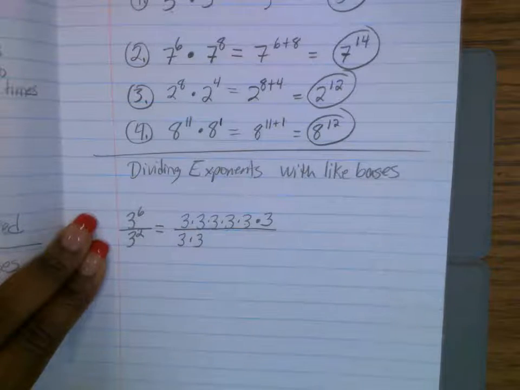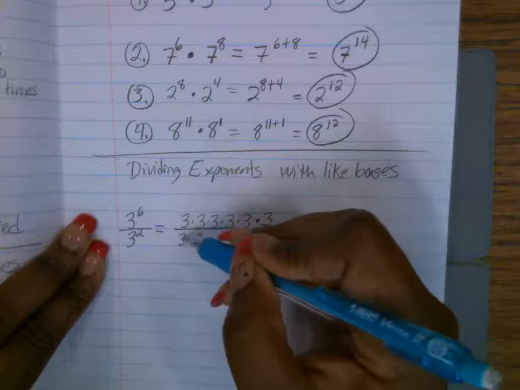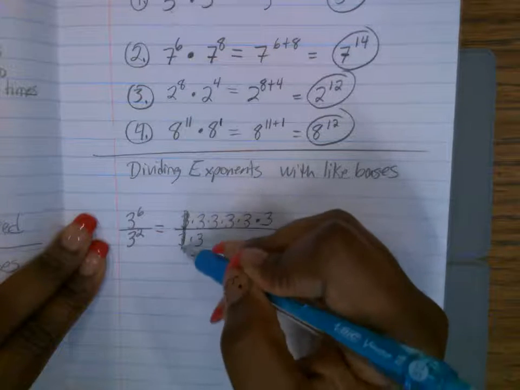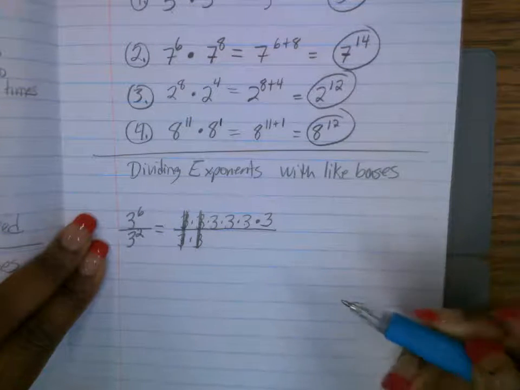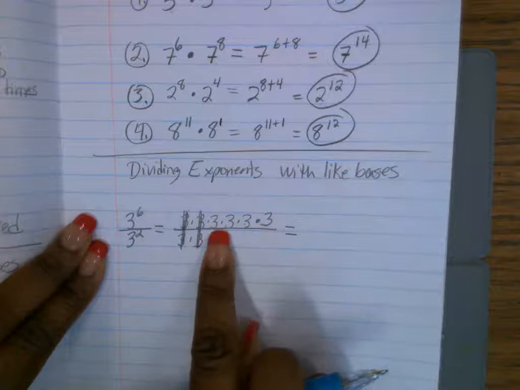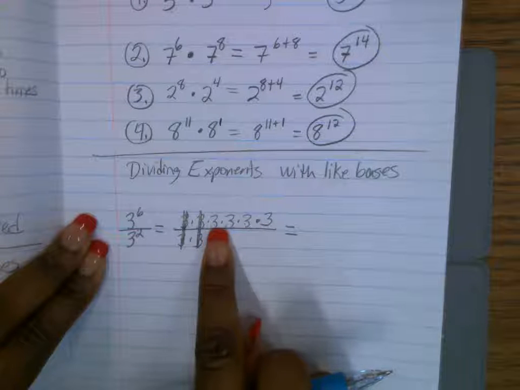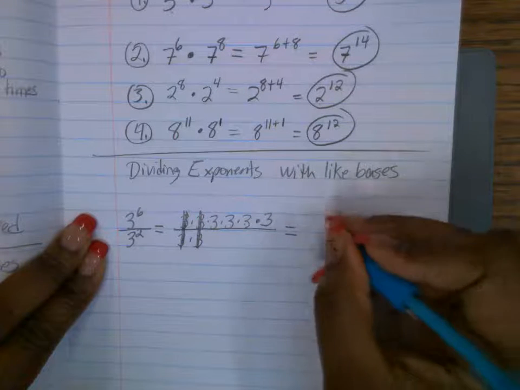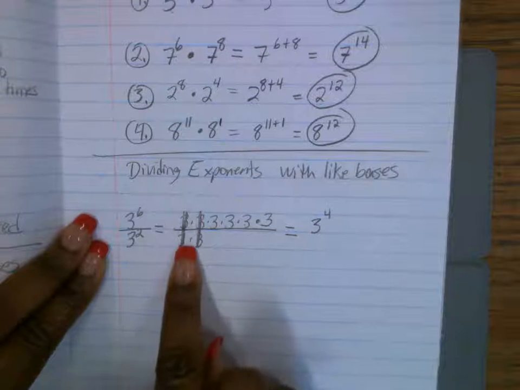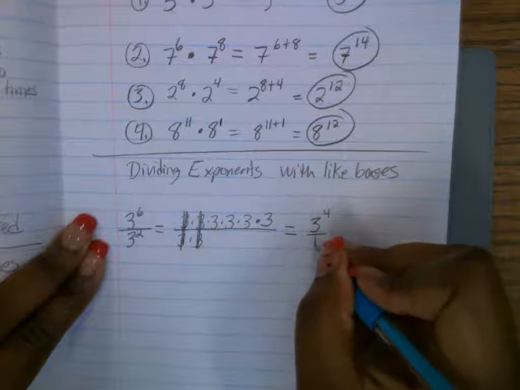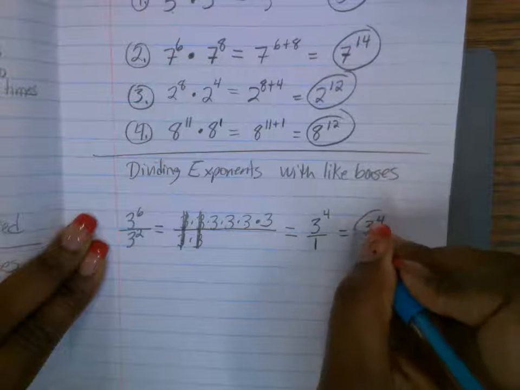Now I'm going to simplify. This is division. I have 3 divided by 3. Well, 3 divided by 3 is 1. So I'm going to put 1 here. 3 divided by 3 is 1. So I'm going to put 1 here. So then what I have on the top, what's left is 3 times 3 times 3 times 3. That's 1, 2, 3, 4 threes. So this is 3 to the 4th power. And on the bottom, I have 1 times 1. So 1 times 1 is just 1. So my answer really is just 3 to the 4th power.